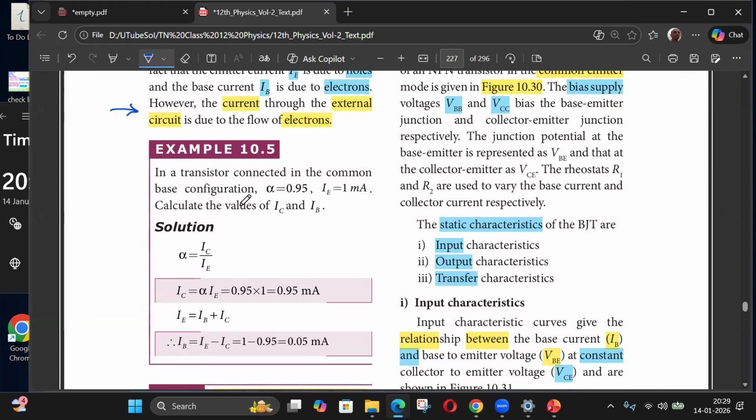A transistor in common base configuration has alpha 0.95. Alpha will be close to 1 because it's output by input, which is IC by IE, and IC is approximately IE because IB is very, very small. If IE is 1 milliampere, calculate IC and IB. Since alpha is known and IE is given, IC is known: 0.95 for an emitter current of 1. So obviously the base will be the remaining 0.05.